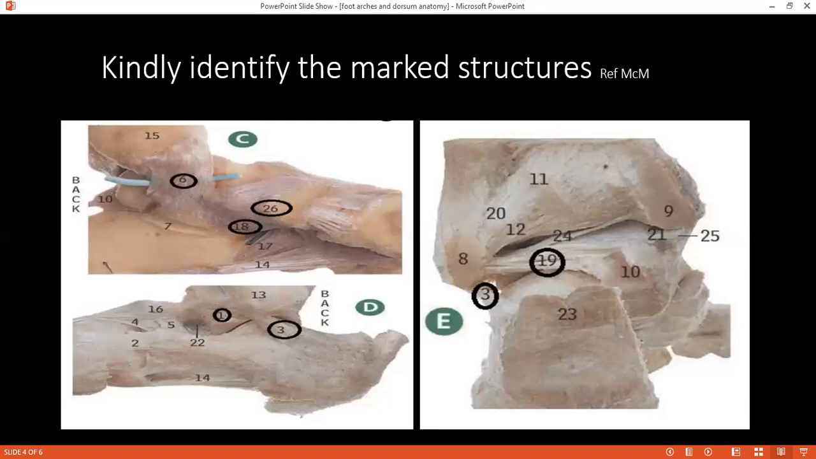Of the malleoli. It is responsible for foot dorsiflexion and plantar flexion. Inversion and eversion of the foot are involved in the subtalar joint. Yes, inversion and eversion, and it's a plane synovial joint.